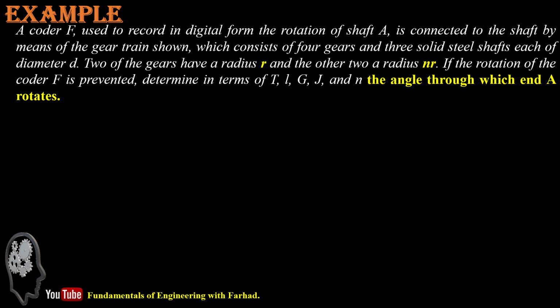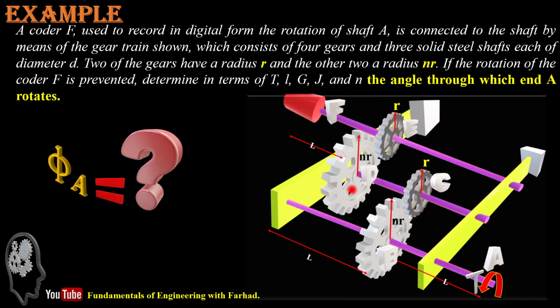In this example, we have a coder at F which records the rotation at a free end A in a digital form. The configuration consists of four gears. Two of them have the radius of R and the other two have the radius of N times R. And they are connected with three solid steel shafts with the same length, as you can see here, and diameter of D. We want to get a parametric formula for the angle of twist at the free end A.